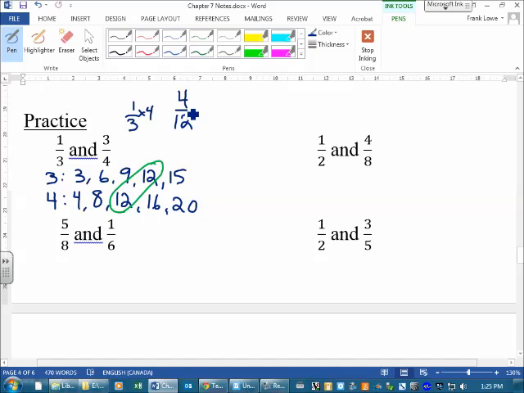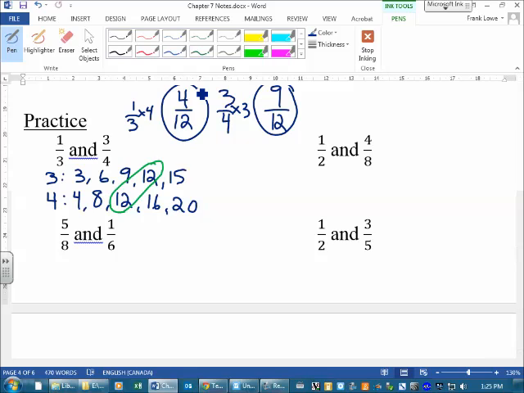For 3/4, I'm running out of room here. We want to have the denominator of 12, so we have to multiply by 3. So 3 times 4 is 12, 3 times 3 is 9. Now we have 9/12 and 4/12, and we can add, we can subtract, we can do what we need to, because now they have a common denominator.